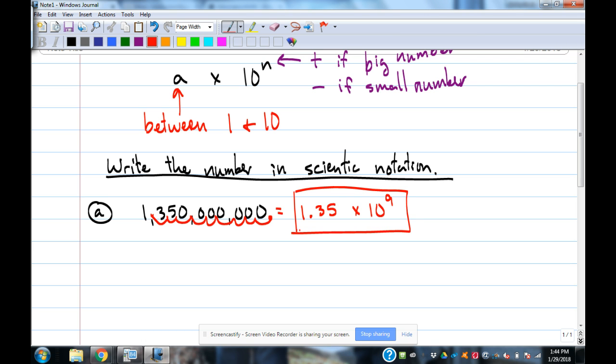No, because 13.5 is not between 1 and, yeah. We'll close it in just a second.